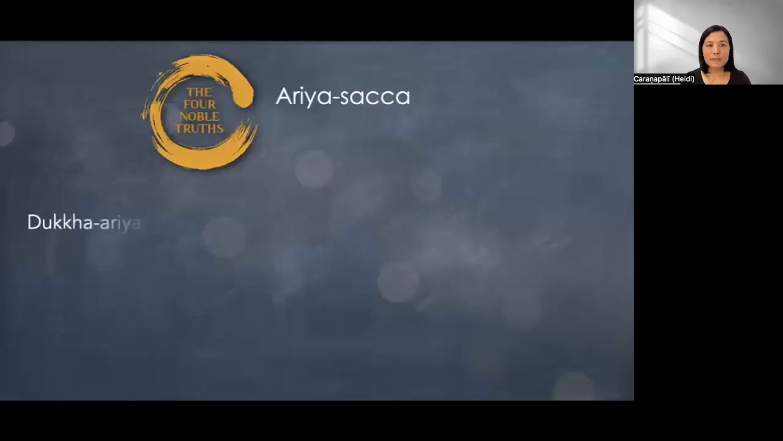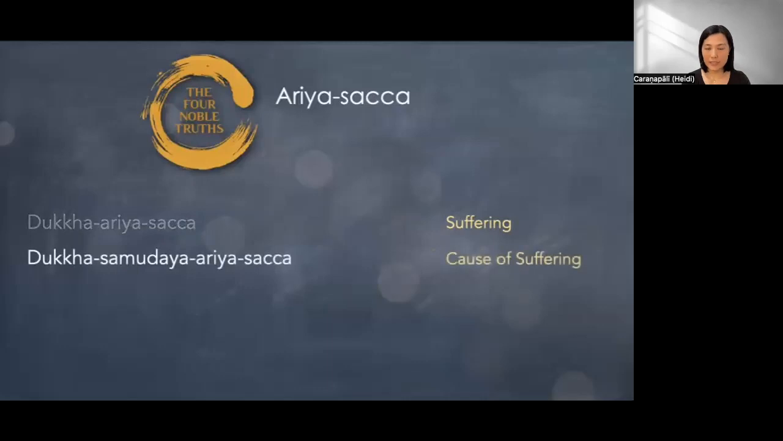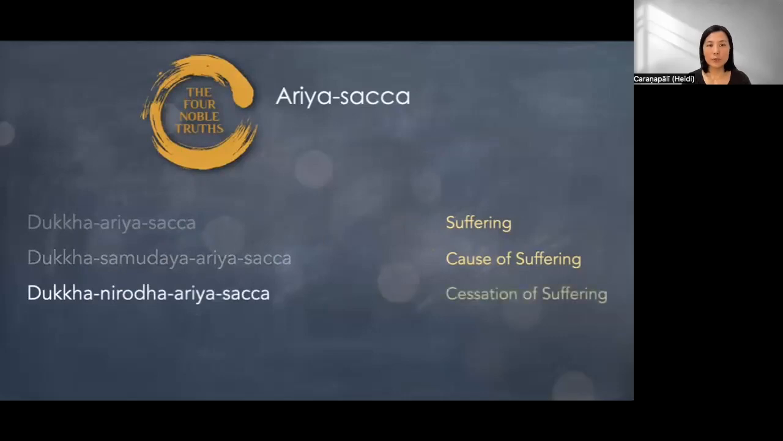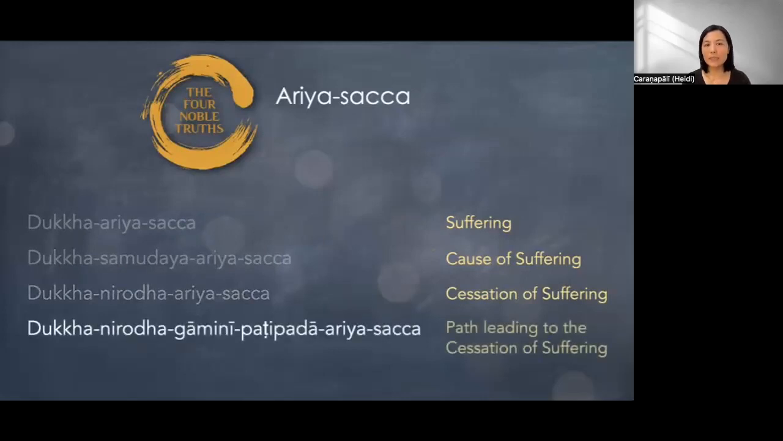The first noble truth is called the Dukkha Ariya Sacca. That's the noble truth of suffering. And then we have the Dukkha Samudaya Ariya Sacca, the noble truth of the cause of suffering. Then we have the Dukkha Nirodha Ariya Sacca, the noble truth of cessation of suffering. And we have the Dukkha Nirodha Gamini Patipada Ariya Sacca, the noble truth of the path leading to the cessation of suffering.